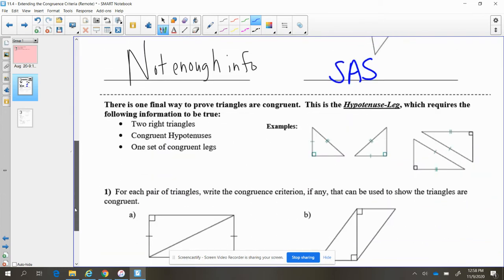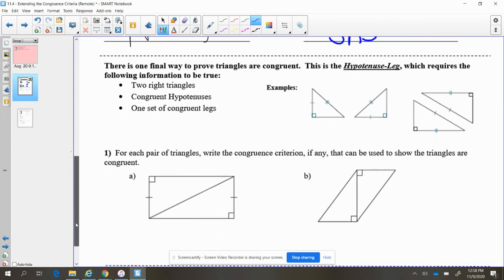Now there is officially a 5th way to prove triangles congruent that we're not going to use very often, but I want you to be aware of it, and it's called hypotenuse leg. And basically you need 3 things to prove that as well. You need to have 2 right triangles. You need to have a right angle present and state that they're right triangles. And then the hypotenuses need to be congruent for the hypotenuse portion of hypotenuse leg. And then a set of legs need to be congruent for the leg portion, okay?